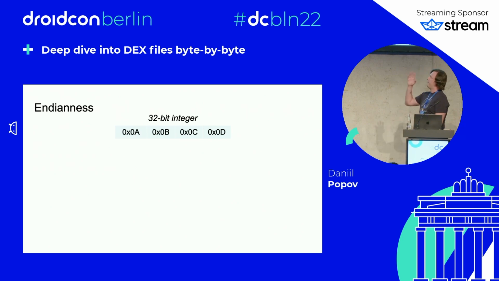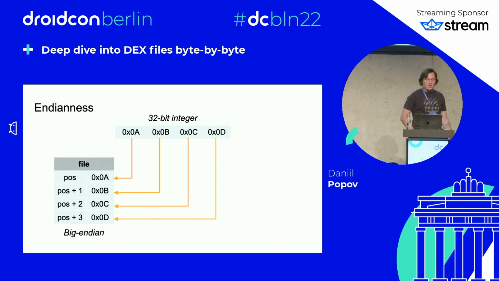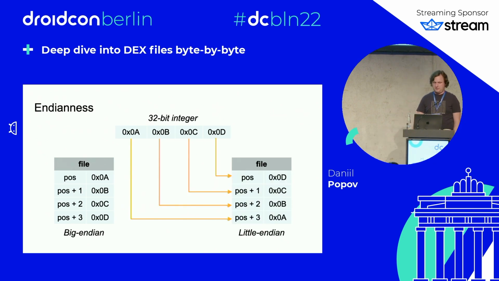So let's imagine we have a 32-bit integer value. If we're talking about big endian, in a big endian system the most significant byte is stored at the smallest memory address, and the least significant byte of the integer is stored at the largest address. The opposite is the little endian system, which stores the least significant byte in the smallest address position, and it looks reversed from big endian. So by default, all integers, all data types in DEX files are stored in the little endian format.